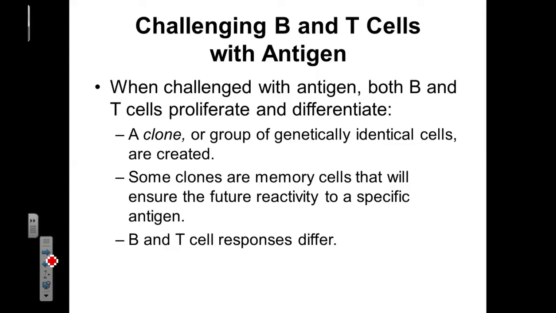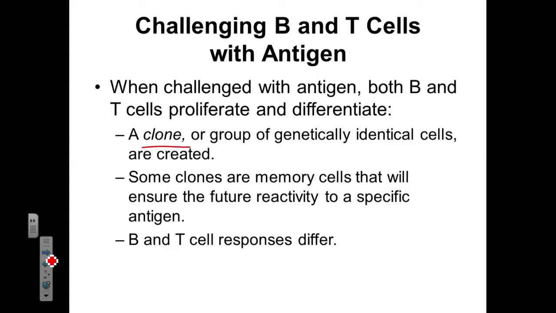So let's say we have the correct antigen being presented to a B or T cell, so that they match up with the receptor on the surface of that B or T cell. If that occurs, the B or T cell then starts to proliferate, so it starts to clone itself and reproduce very rapidly, and then differentiate. Initially, it goes through clonal selection, so it's going to produce multiple genetically identical cells.